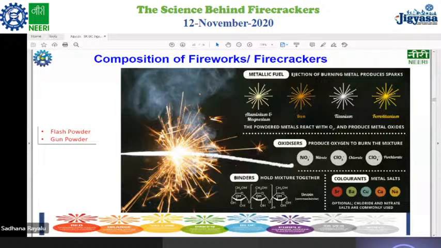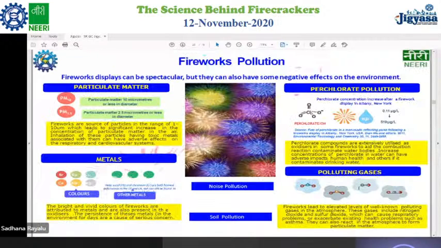What are the different metals? Strontium gives you red color, barium gives you green color, copper gives you blue color, calcium gives you orange color, sodium gives you yellow color. Then there are people who use a combination of different metals to produce different colors, like purple, I think, is strontium as well as copper, and so on and so forth. So this again summarizes the composition of fireworks.